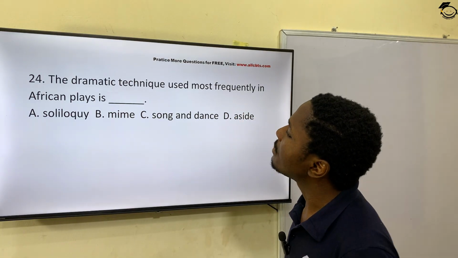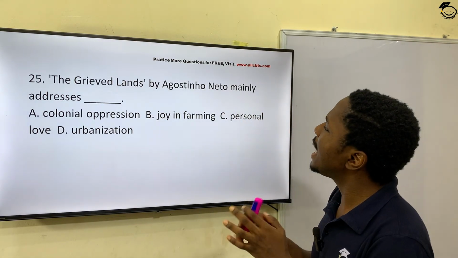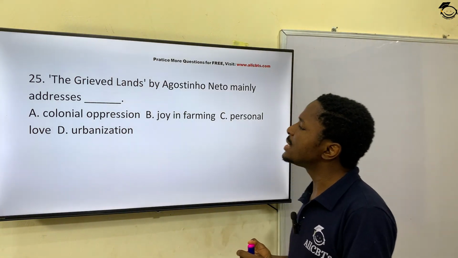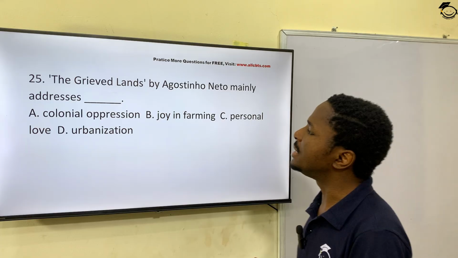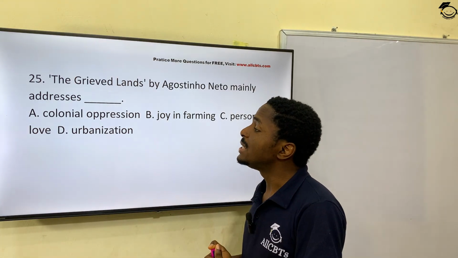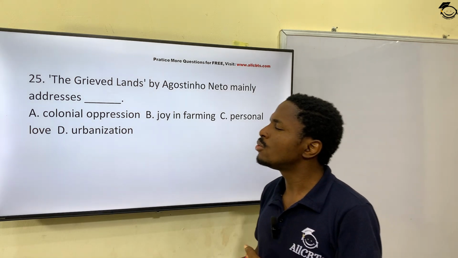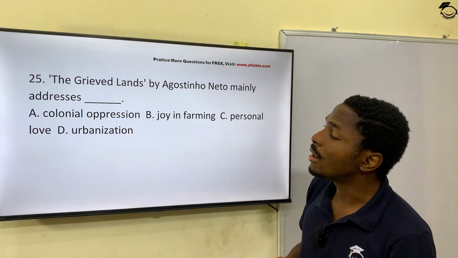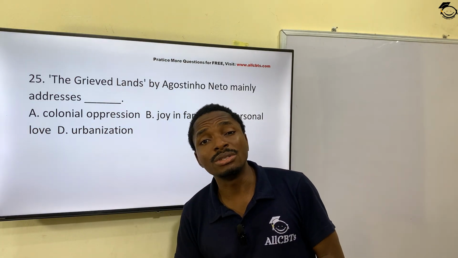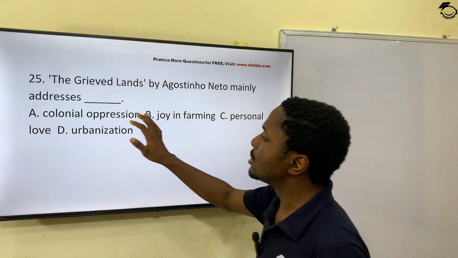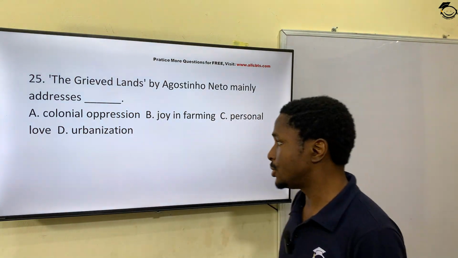Right, 25. The Grieved Lands by Agostino Neto mainly addresses dash. The Grieved Lands was a writing by Agostino Neto that mainly addresses colonial oppression of African people by colonial masters. Yes, so it was on that. So A is the correct option.